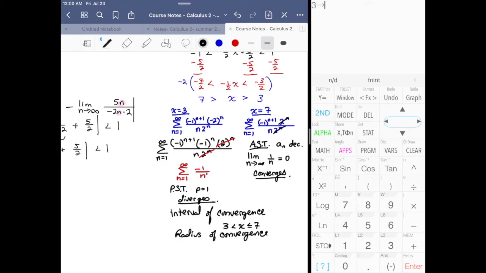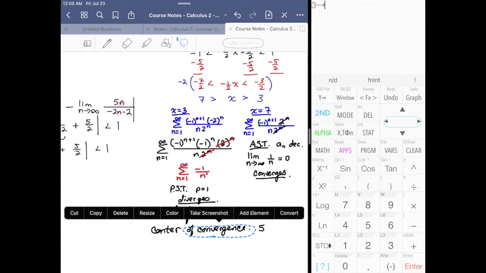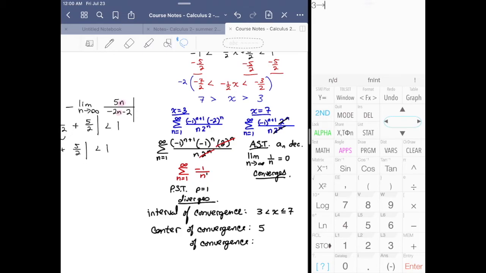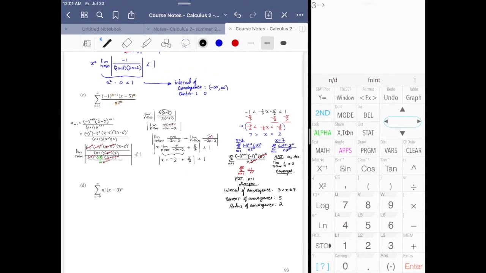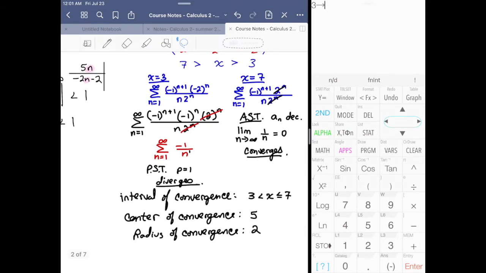The radius of convergence. Split the difference, we're going to have a 5, right smack dab in the middle. Sorry, that's center of convergence. I didn't really give myself enough room here. The radius of convergence would be 2. And so we got there. It took all of this to get there. It's a journey, but it's a fun one.